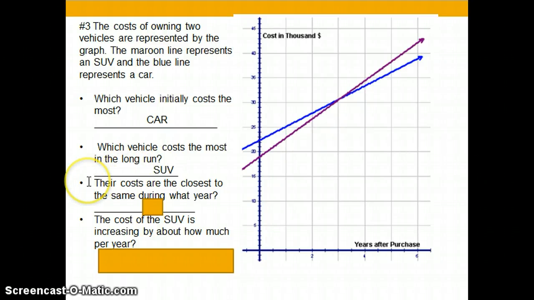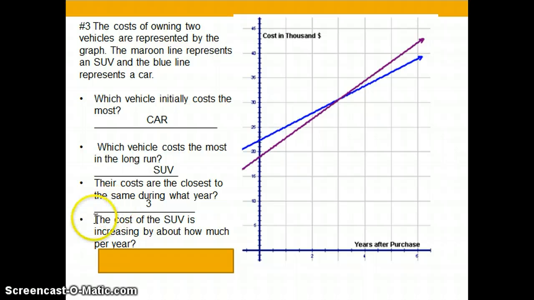Their costs are closest to the same during what year? If you want to know when their costs are close to being the same, you want to look at where the lines cross. They cross right here. So go down to the bottom and see where you are. It looks like we're at about 3 years. This is 2, this is 4. So right here where the lines cross, this is about 3 years.